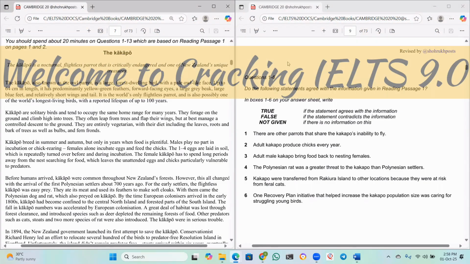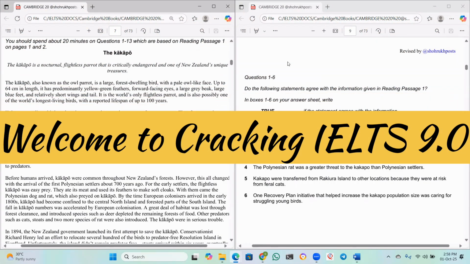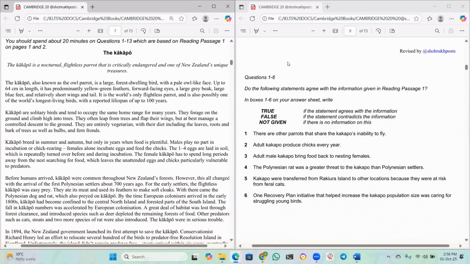Welcome back to Cracking IELTS 9.0. Today I am back with a new passage. As you can see, the passage is called the Kakapo. This is Cambridge 20, Test 1, passage number 1. So, let us see what we have today.